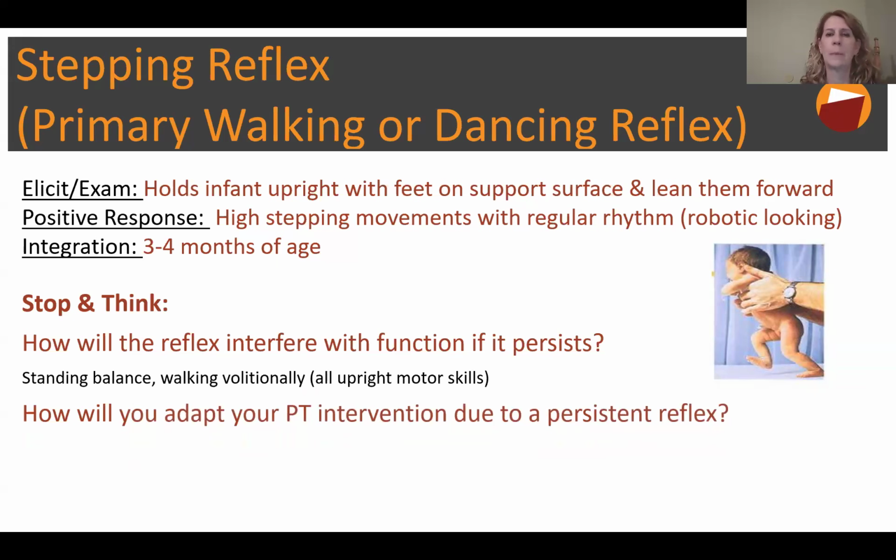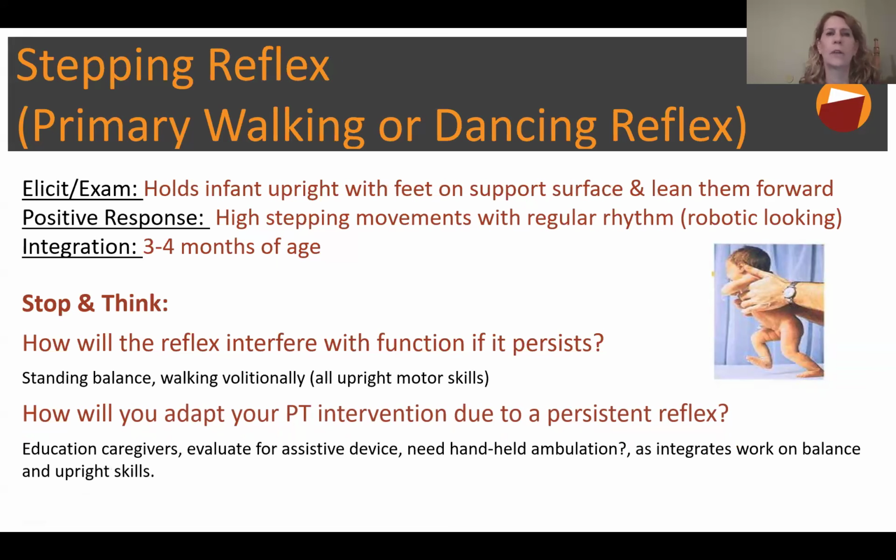All right, how are we going to adapt our PT treatment? Educate caregivers, evaluate, maybe they need an assistive device. Because of his seizures, we couldn't even use an assistive device. Maybe handheld ambulation, work as much as you can on balance and upright skills. But his was so strong, and he was 12 at that point. So we knew it probably wasn't really going to integrate, and we had to just deal around with it.